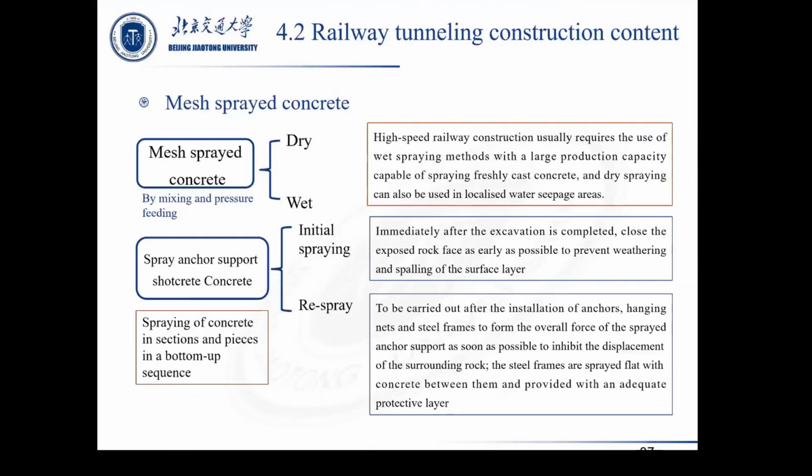According to the mix and press method, the network of shotcrete concrete can be divided into dry and wet spray. High-speed railway construction usually requires the use of wet spray method with a large production capacity. Press-coursed concrete and dry spray can also be used in local water seepage areas.